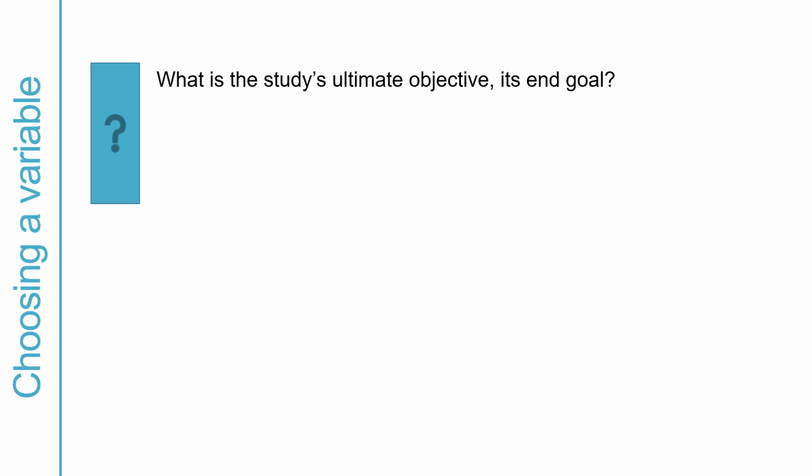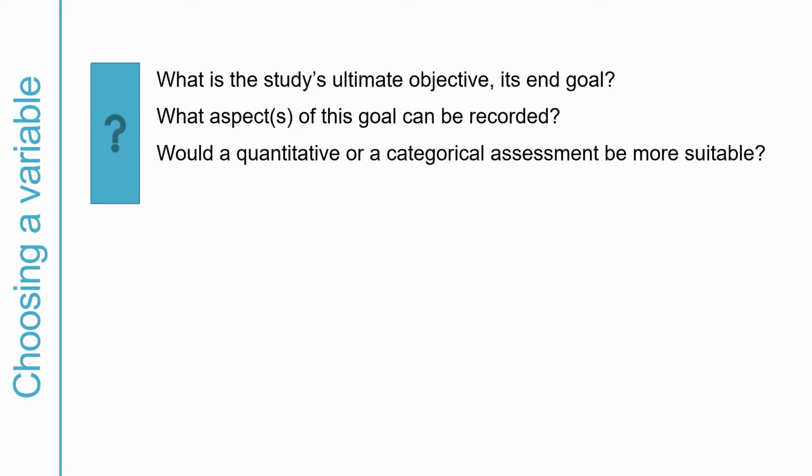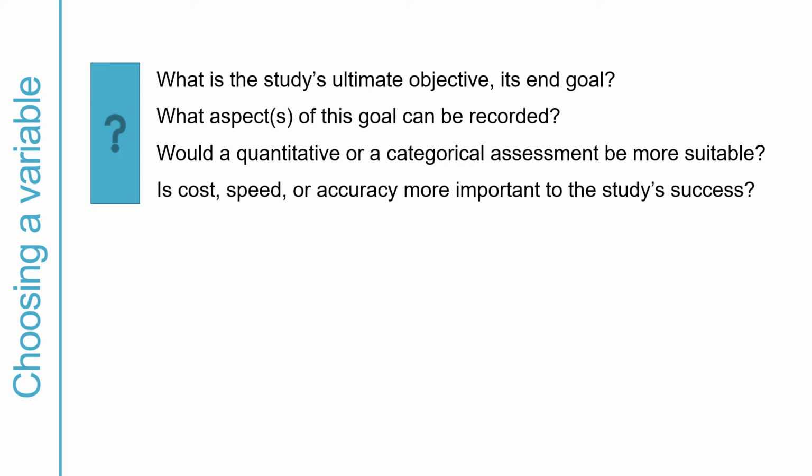Selecting the variables you want to record is part of your data collection design, in that you need to think about it before you start collecting data. For that, it's important to consider your study's ultimate objective, its end goal, and make sure that your variable is a good fit. Understand what aspects of this goal can actually be recorded. Not everything can be objectively assessed. Decide whether you want to record your variable from a quantitative or a categorical point of view. And you will probably have to take into consideration issues of cost, speed, and accuracy.